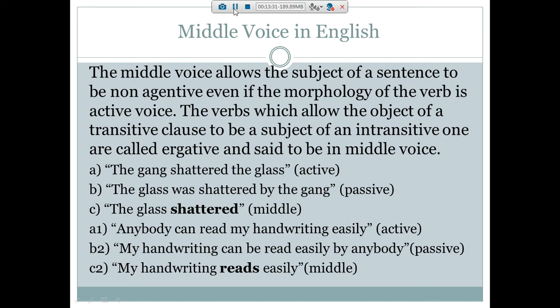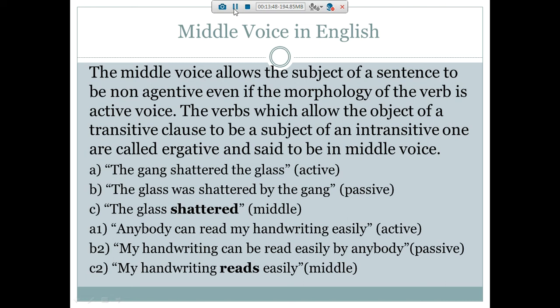This happens in English, not in Spanish, I insist. For example, the gang shattered the glass. That is an instance of active voice. The glass was shattered by the gang. That is an instance of passive voice.